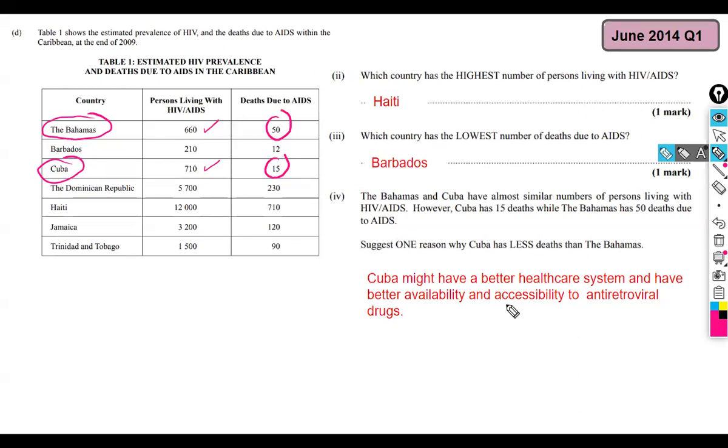The reason for this is Cuba might have a good healthcare system. Well, a good healthcare system means there should be what? The availability of drugs to help deal with HIV. So this was my answer, right? And most people were on the correct track. They just didn't say it exactly how I said it. A lot of people did say, well, the healthcare system is good. Some people said that Cuba has good doctors, but I don't want you to say it like that in the exam. Try to phrase it a little more technically.